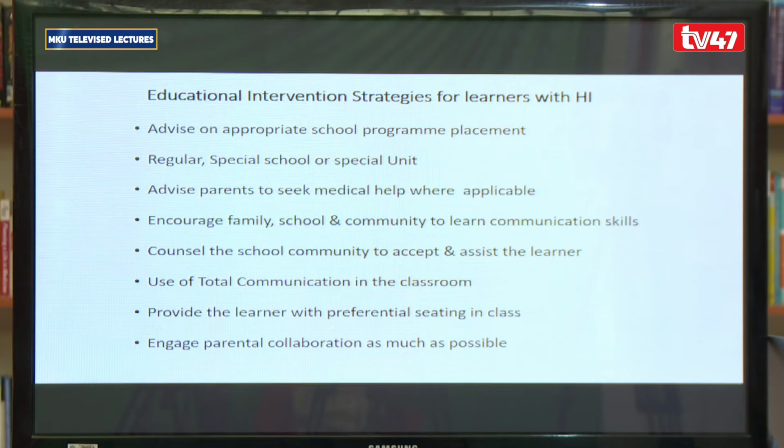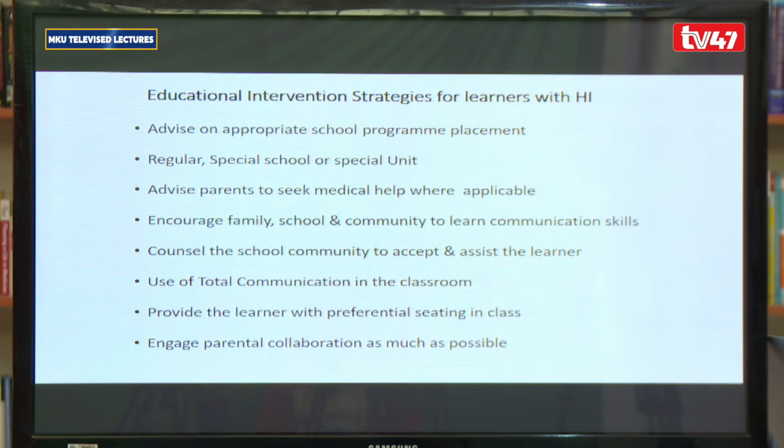Then you can advise parents also to seek medical help where applicable, because sometimes it could be something that can be corrected. So advise the parents to seek that correction for their learners to be able to hear. Encourage family, school, and community to learn communication skills. If here is a learner who can only benefit from sign language or total communication, we may not be able to use the official Kenyan Sign Language, but in one way or another in life, we find ourselves using signs. But at the same time, you can also use gestures. You can use the total communication that we talked about to be able to communicate to one who is deaf.